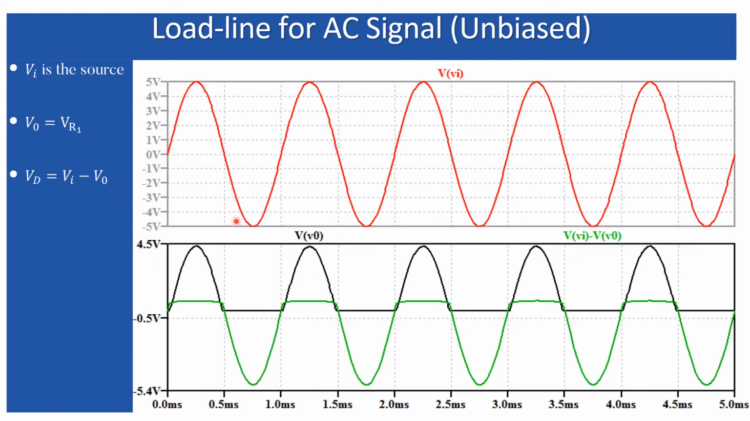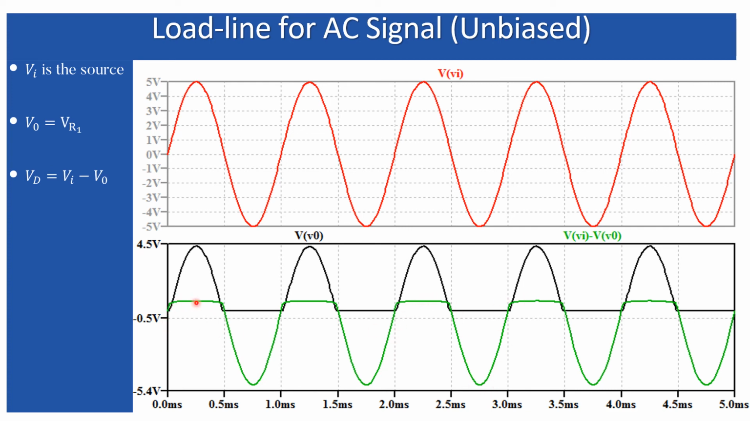This is the input voltage. This is a simulated result for the animation I just presented in my last slide. The input sinusoidal voltage I have applied has a peak voltage of plus 5 volt and a negative peak of minus 5 volt, and it is oscillating around 0 voltage. So 0 is the reference level. This is the input voltage and this is the output voltage. The black line represents the output voltage and the green line represents the voltage across the diode.